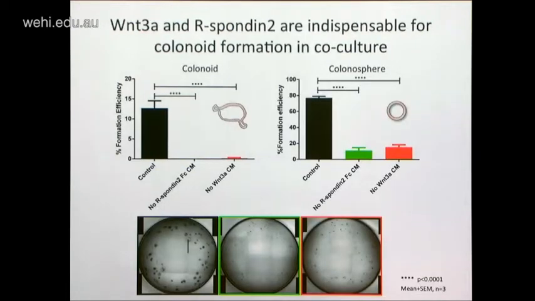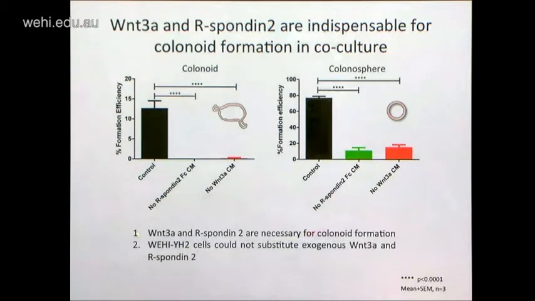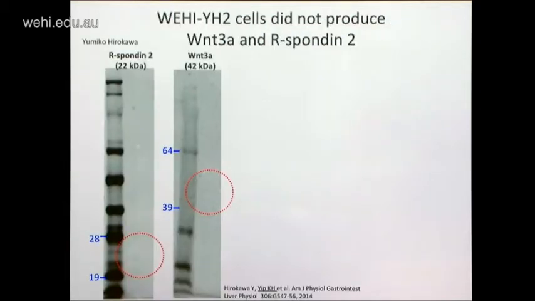We found that when we took out Wnt3A and R-spondin-2, the colonospheres and colonoids were much reduced. Which suggests that Wnt3A and R-spondin-2 are necessary for colonoid formation. And since the experiment was done in co-culture, which means WEHI cells could not substitute exogenous Wnt3A and R-spondin-2. And this result was confirmed by these immunoblots here. It shows the WEHI cell do not express R-spondin-2 and Wnt3A.